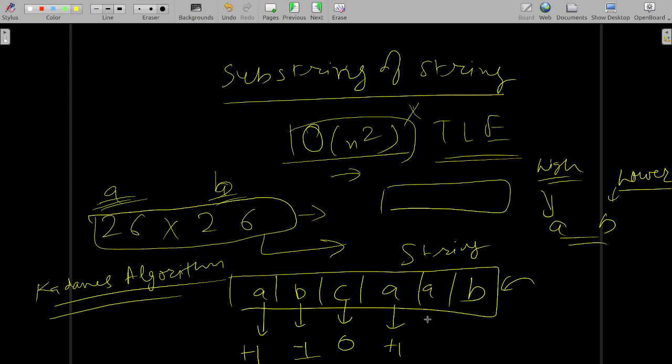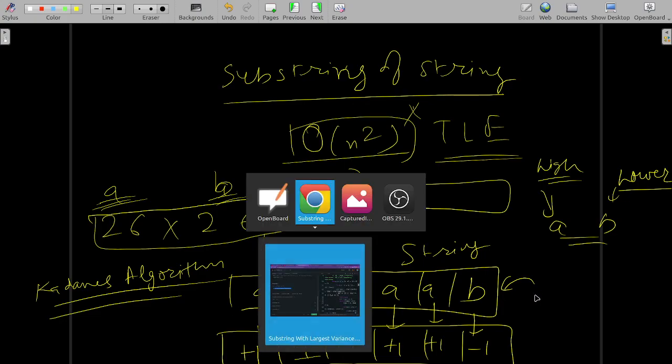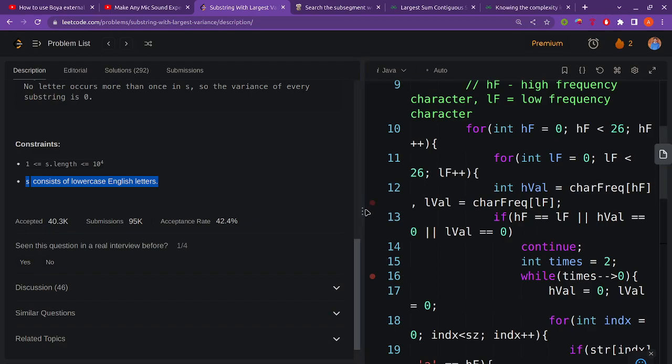For A it will be +1, for B it will be -1. Now here you have to find the maximum sum subarray, which means which subarray would have the maximum sum for this particular array. And Kadane's algorithm can be easily applied on that. So let's move towards the coding part.